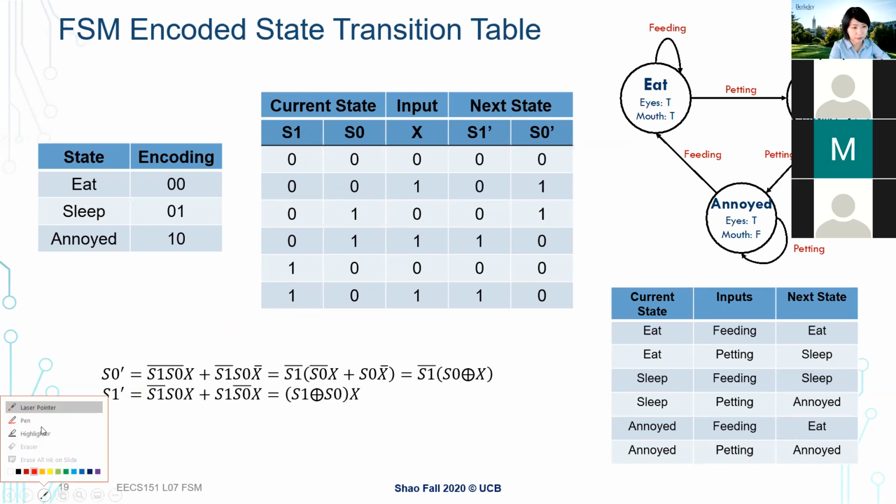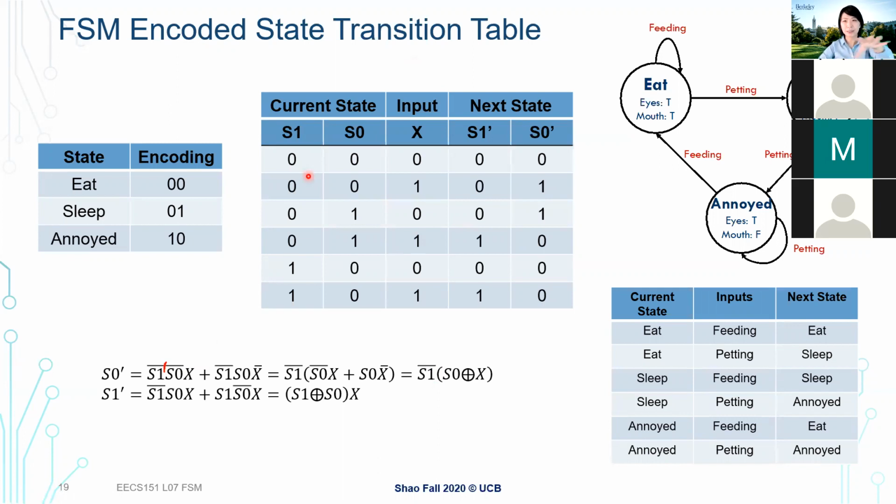Let me break this explicitly. Okay. So by looking at this Boolean expression we can simplify this. It will basically be S0 XOR X, and then AND with S1 bar. We can do the same thing for S1 prime or S1 bar. We will not go through that in this example.